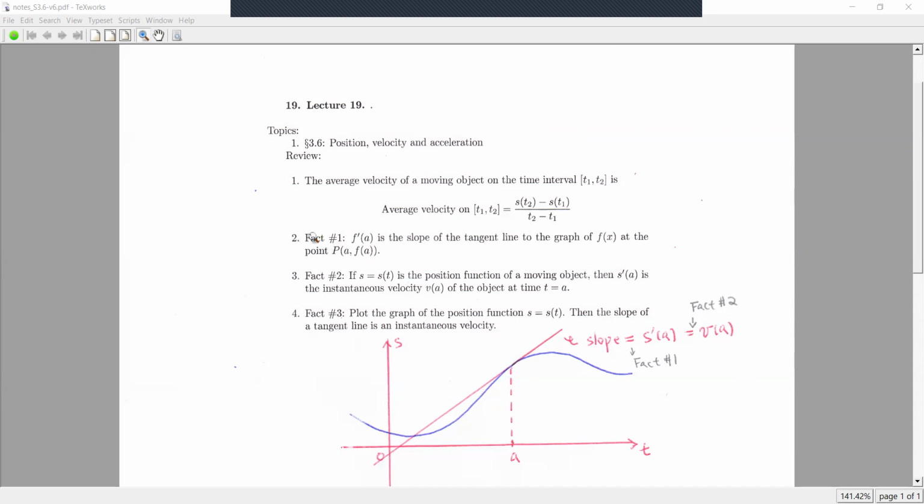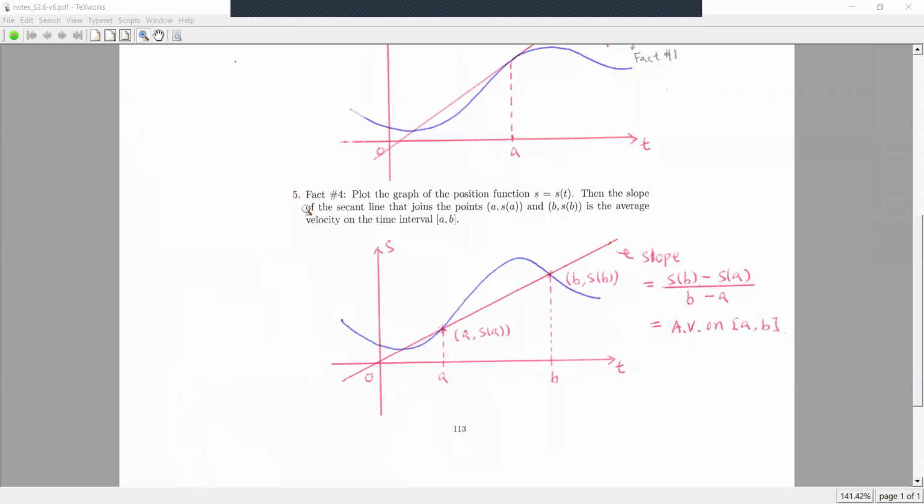By fact number 1, the slope of the tangent line is derivative of the function at the point A, because the function now is a position function. By fact number 2, derivative on position function at the point A is instantaneous velocity at A. Therefore, slope of a tangent line is instantaneous velocity at the time A.